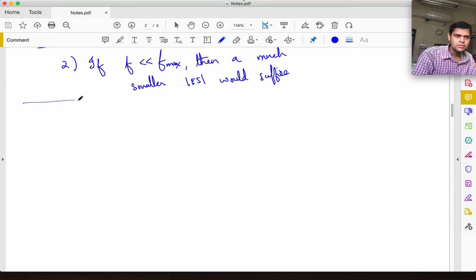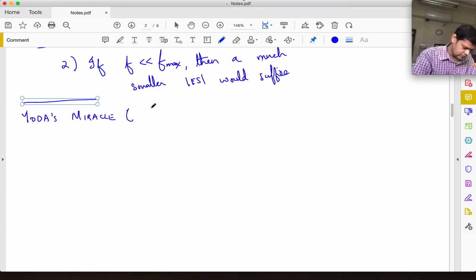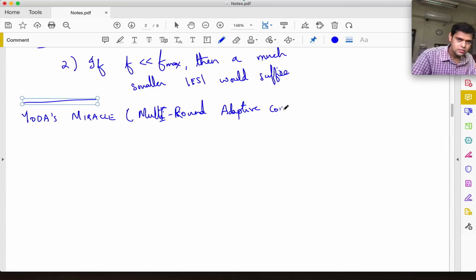So YODA has two main algorithms, and one of them is called MIRACLE. So what does MIRACLE stand for? Multi-round adaptive consensus using likelihood estimation. So we are creating an acronym from these letters.